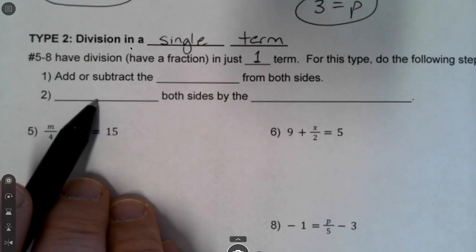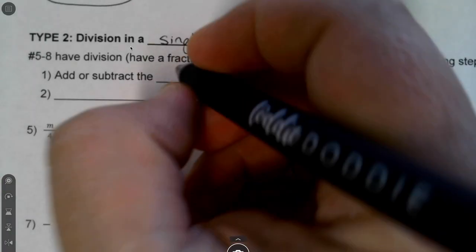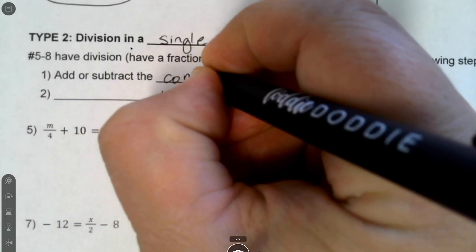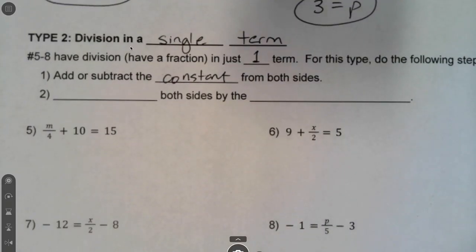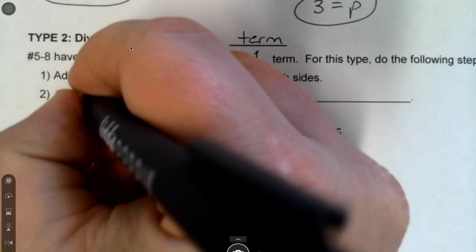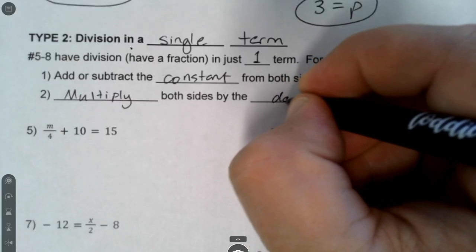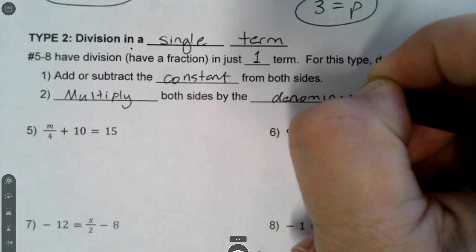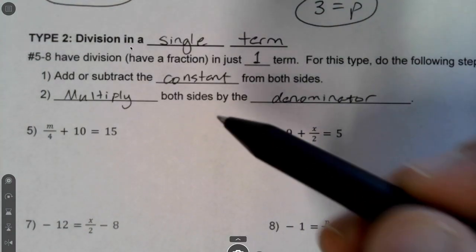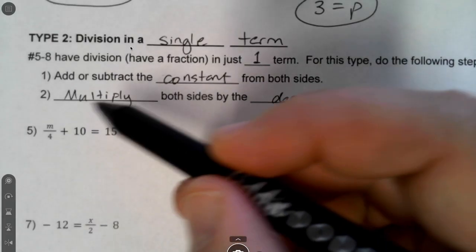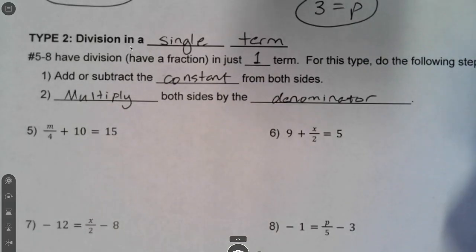So a way in which these two are the same is in step 1. We will add or subtract the constant from both sides. So with both of these types, moving the constant is our first step. The difference is this time, instead of dividing both sides by a number, we'll multiply both sides by the denominator. So take care of the constant first, then get rid of the number attached to the variable. This time it would be dividing, so we'll do the opposite, we'll multiply.